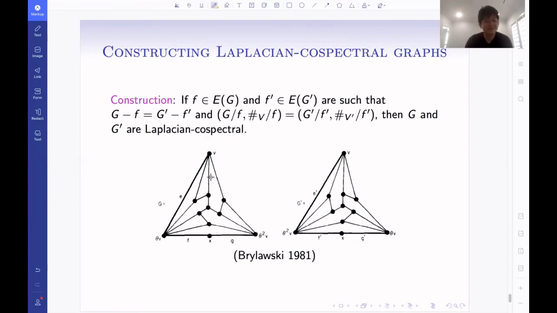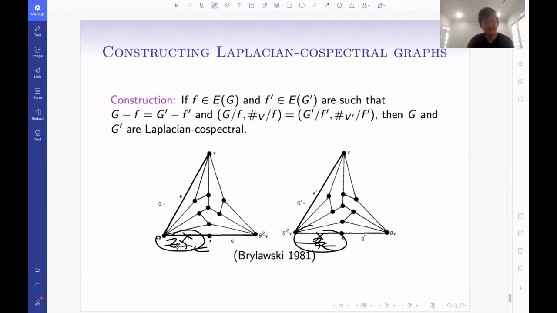A half a minute. And that's a way to construct Laplacian cospectral graphs. If you have two non-isomorphic graphs with an edge f and f prime, so if you delete f and f prime, they're isomorphic. So you notice if you delete this, and you delete this, they're isomorphic. Contract this and contract this, they're isomorphic with the vertex weight, right? So it's an isomorphism with the vertex weight.